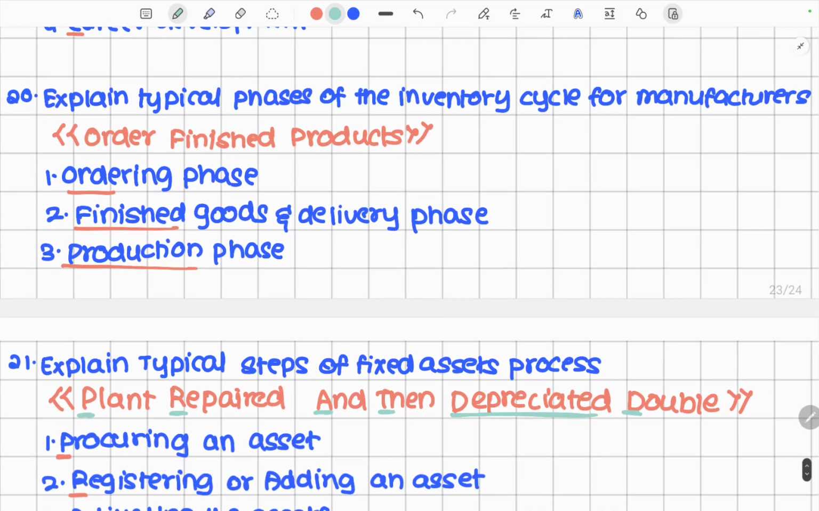and career development. Explain typical phases of inventory cycle for manufacturers. So it starts like this: order finished products. For a trader, where will inventory come from? Order finished products, that is ordering phase, finished goods phase, delivery phase.